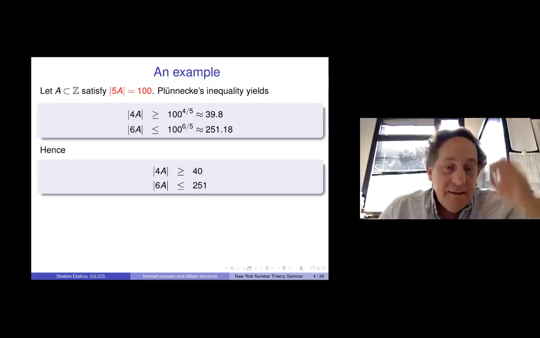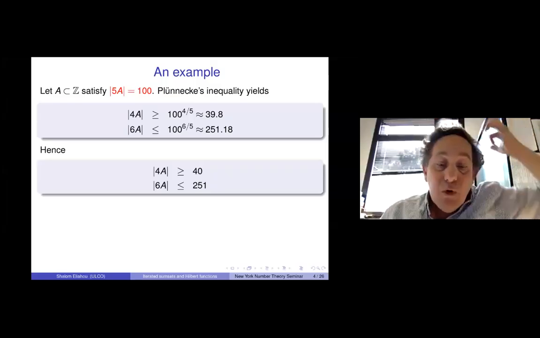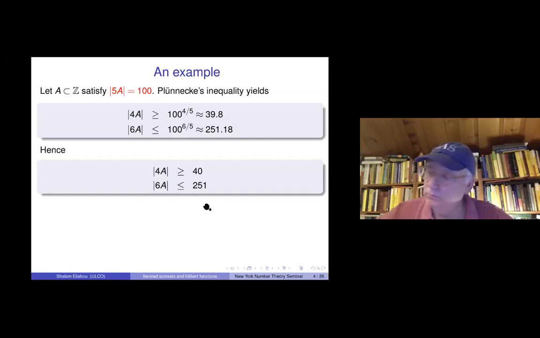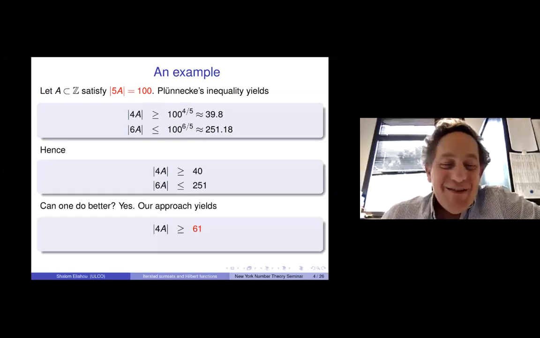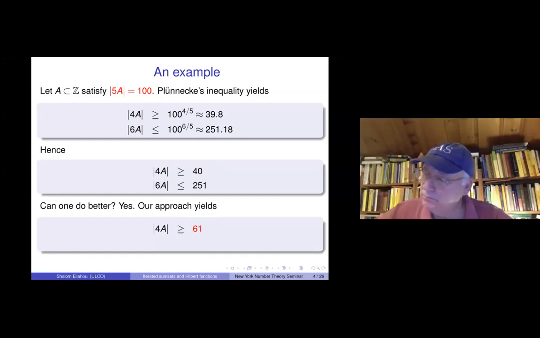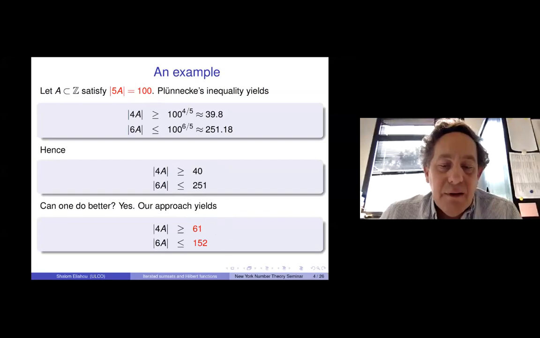And the cardinality of 6a is at most 251. This is under this hypothesis. Now, can we do better? Of course, because I'm here, otherwise. So with our approach, we will improve this 40 to 61, in fact, and improve the 251 to 152.